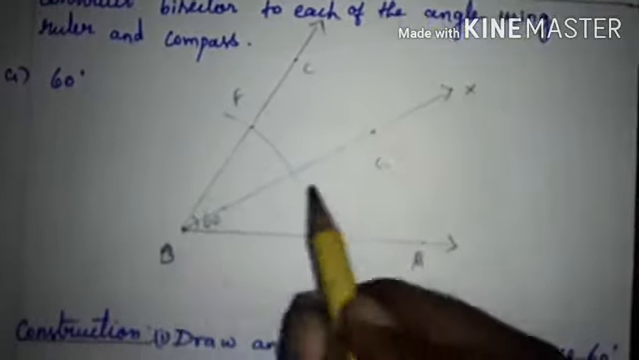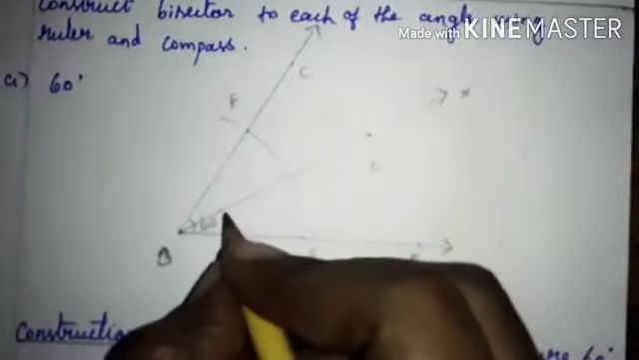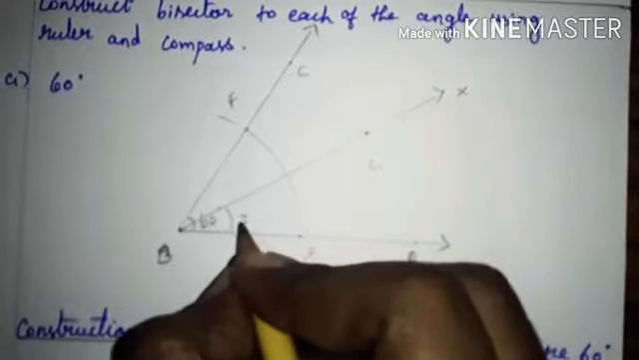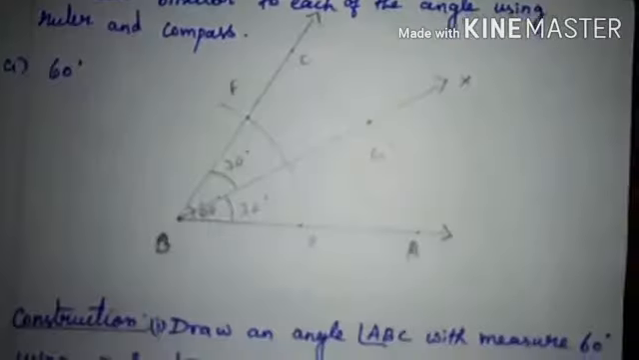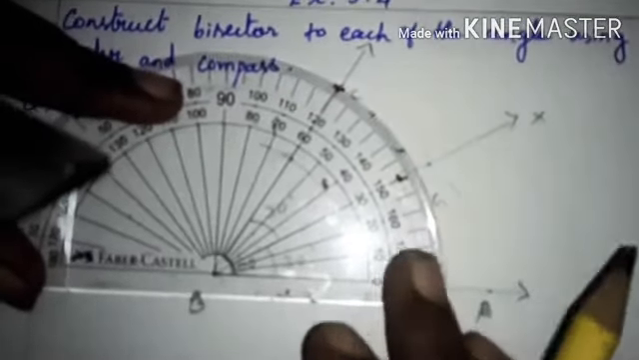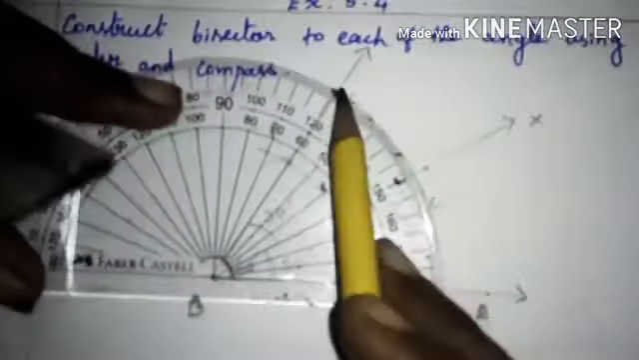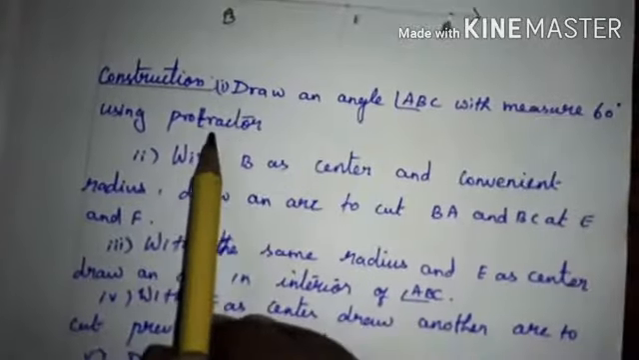Now ABG is equal to GBC. These are 30 degrees. Again you can check with the protractor. If you keep the protractor at B, you will get angle ABG as 30 degrees and angle XBC as 30 degrees. After constructing the angle bisector, you have to write the construction.